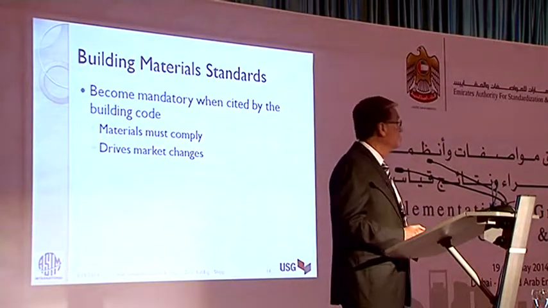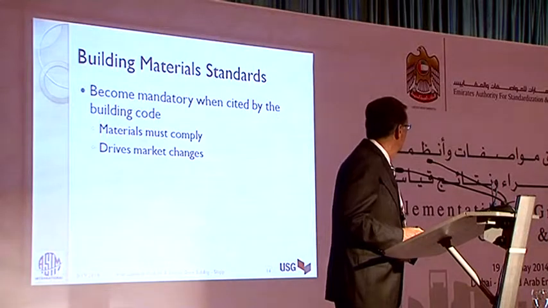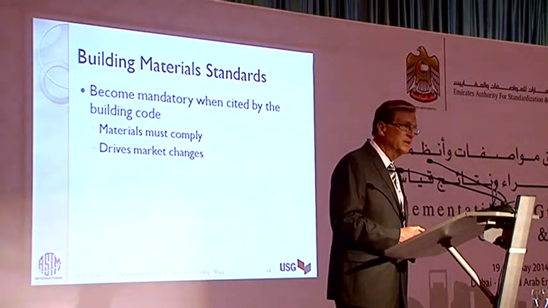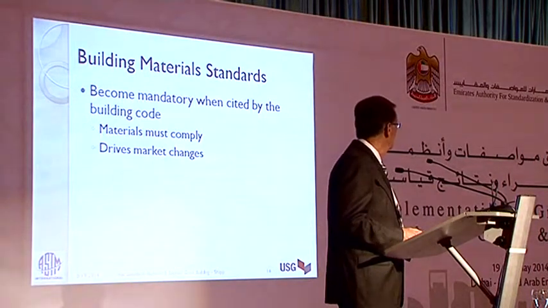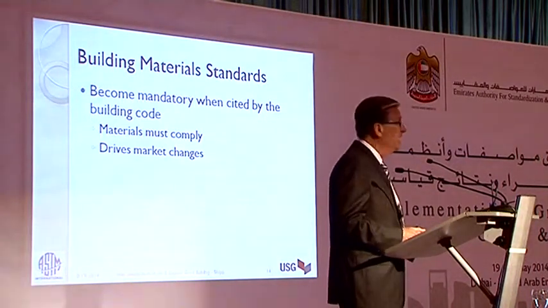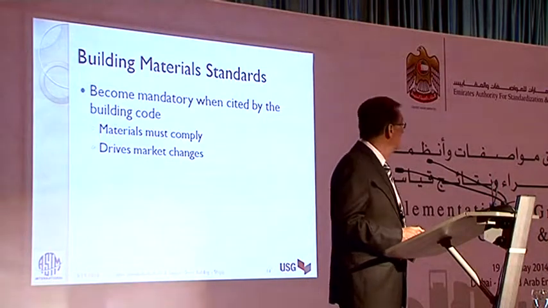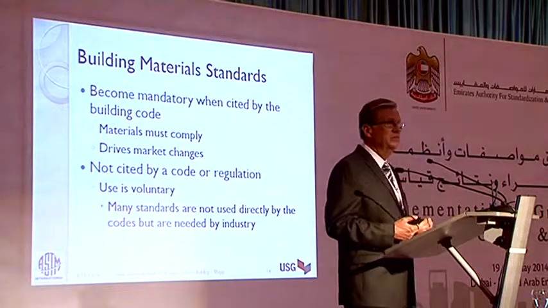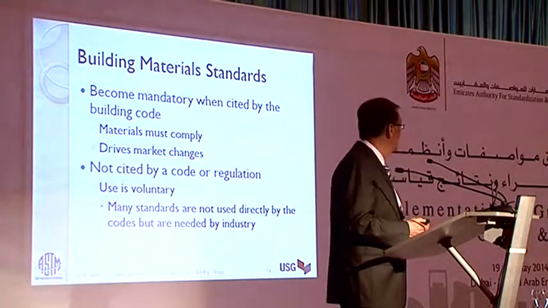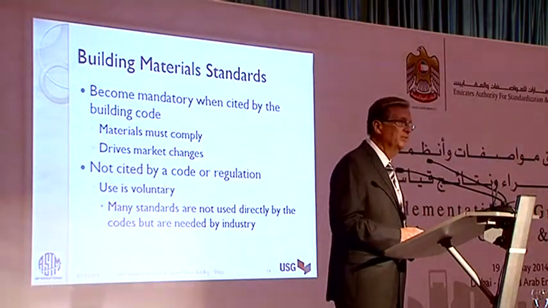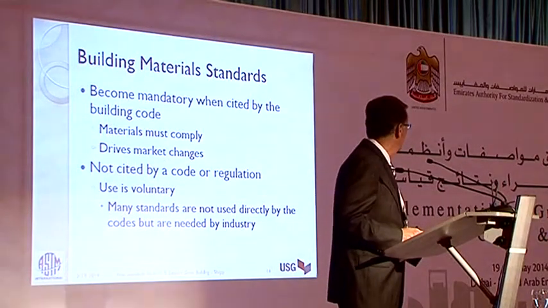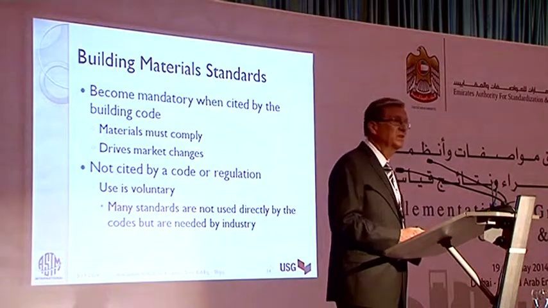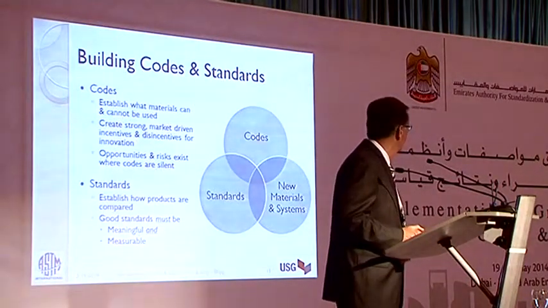Standards become mandatory when they are cited by the building code. And once a standard becomes part of the building code, it becomes part of the regulatory structure, and materials must comply with what's in the standard. In that regard, building codes very much drive market changes. If a standard is not cited by the code, well, then its use becomes voluntary. But there are still many standards which are very important to industry and are not used directly by the codes, but are still used by the industry.